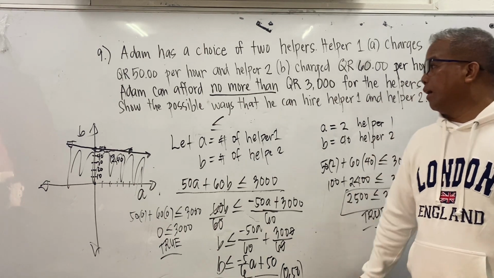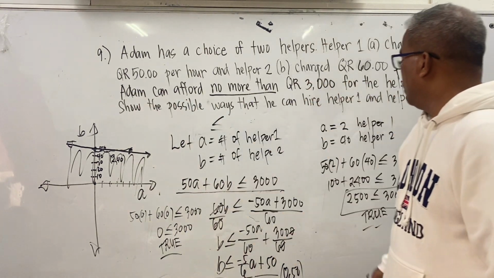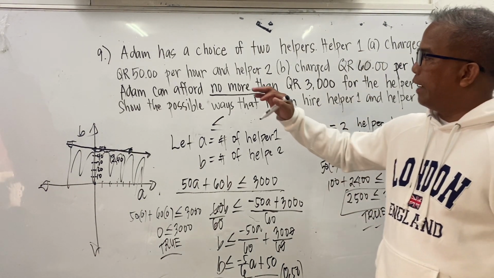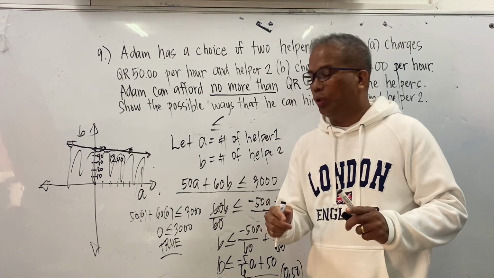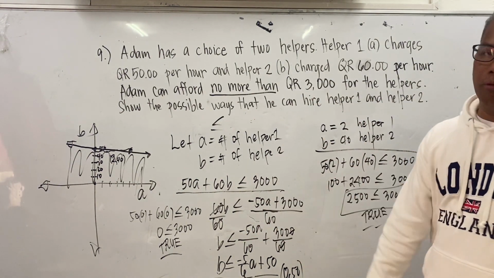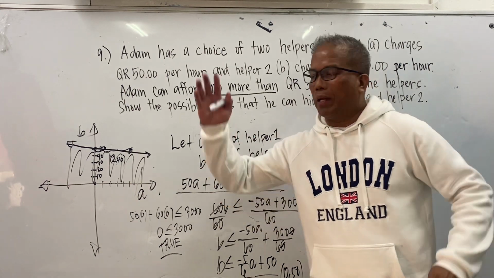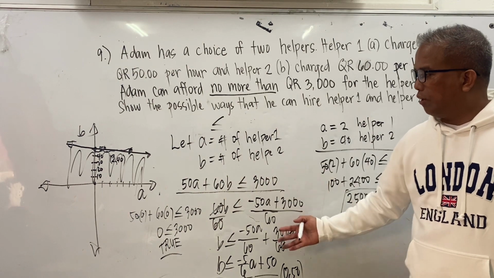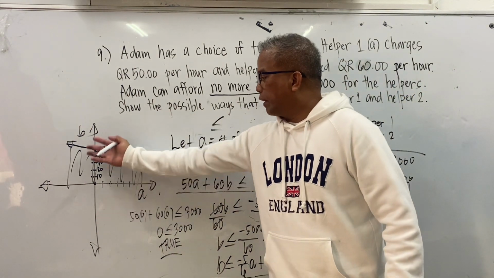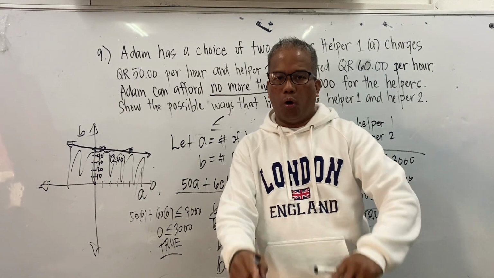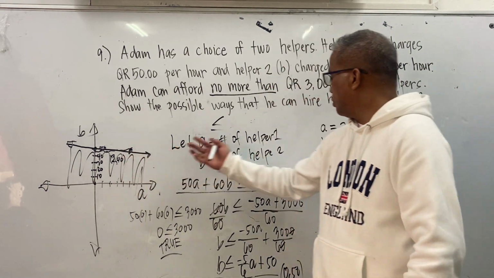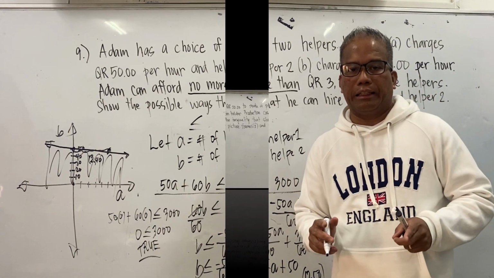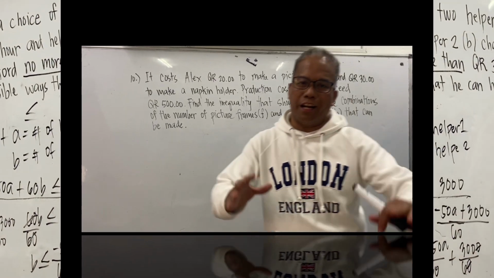So it means Adam can hire 2 helper 1, then 40 helper 2. So this will be the possible ways. So just show your complete solution, guys. First, identify the inequality, then solve, and then draw the graph. Then from the graph, you can pick one point or possible combination, then show the solution here if it is true or not. Okay, thank you. Last question, guys.